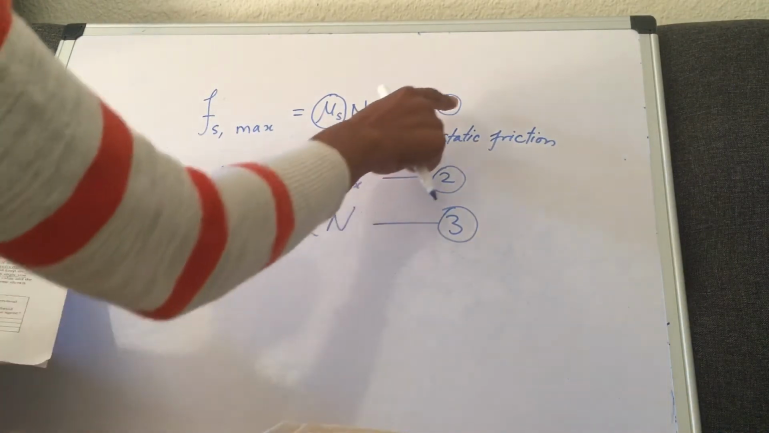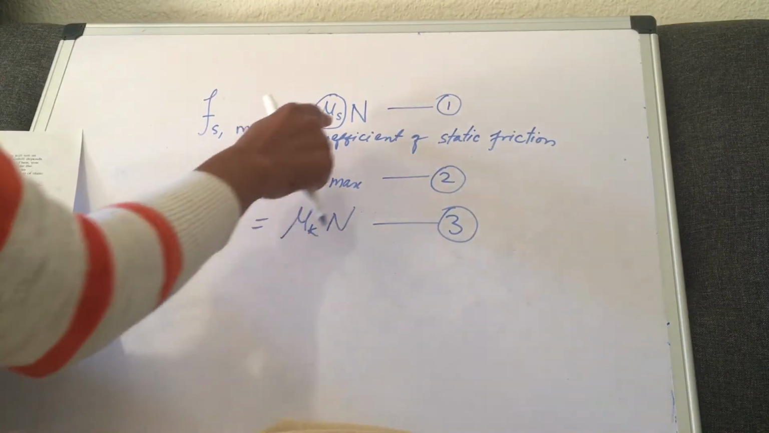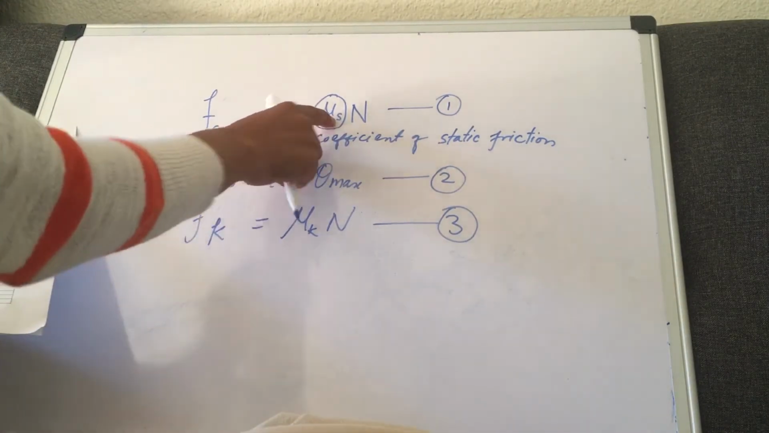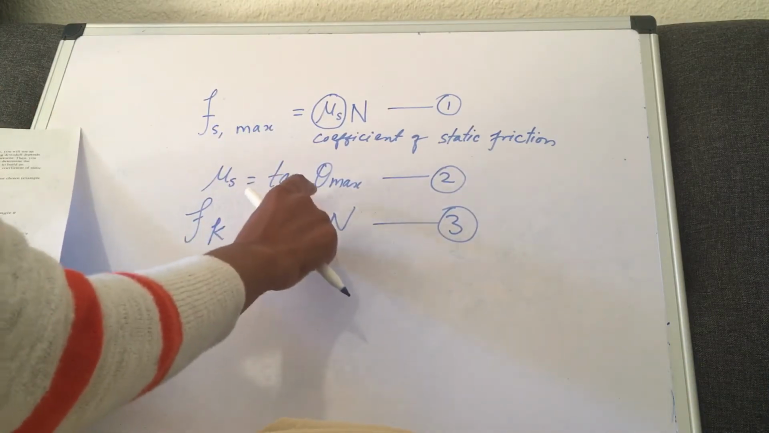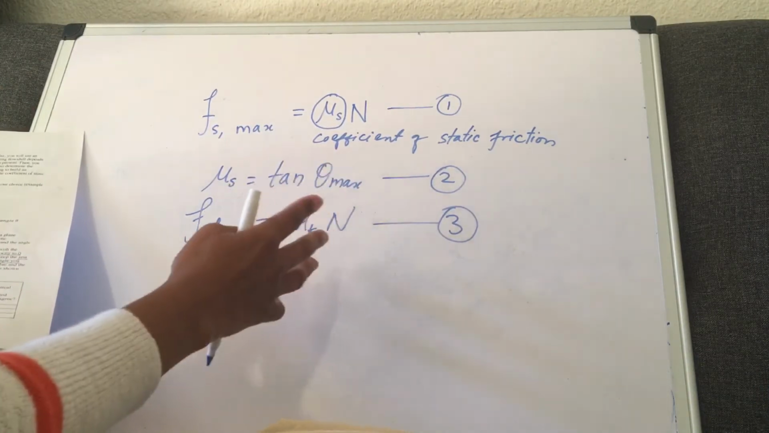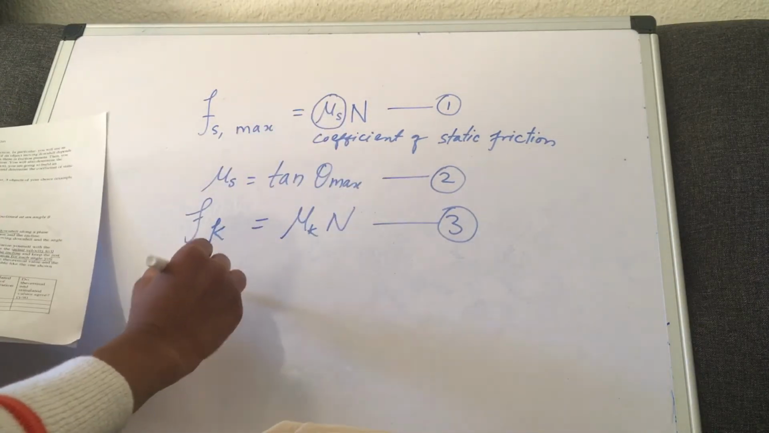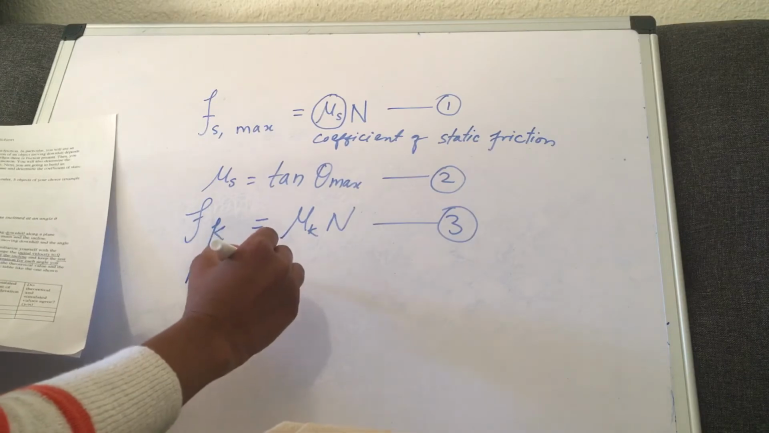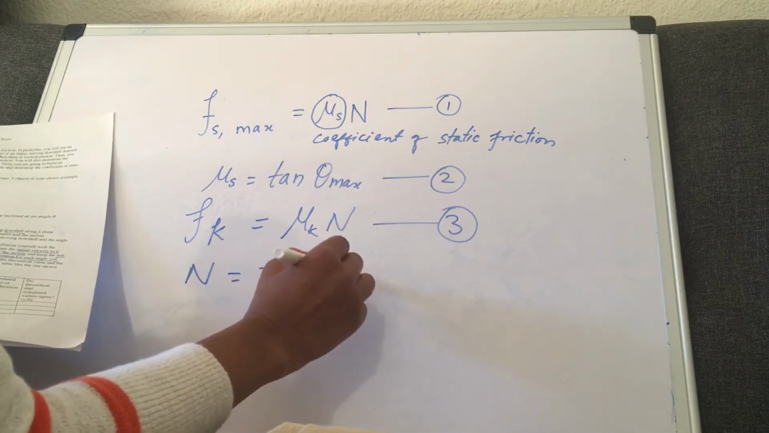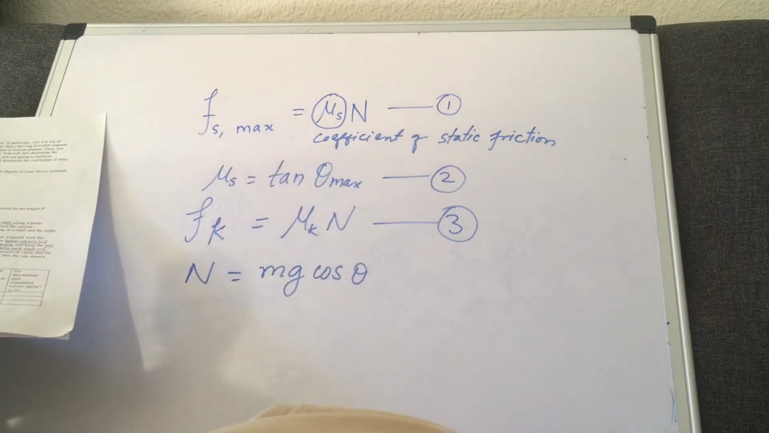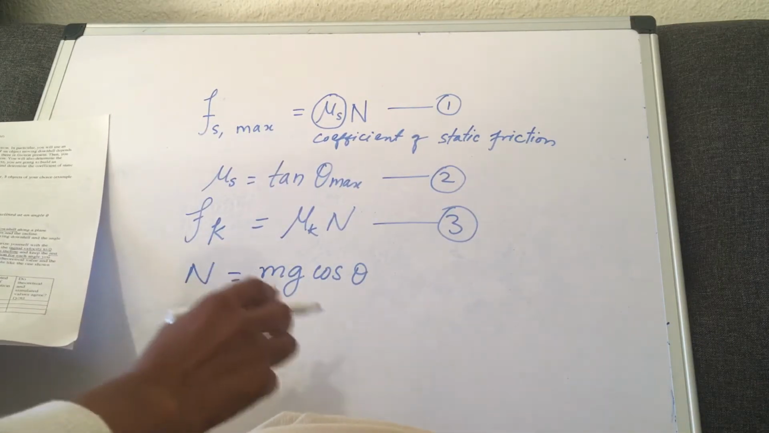Now, do you see similarities between these 2 equations here? This has a coefficient of kinetic friction, this has a coefficient of static friction. Both of these quantities have to do with the surfaces in contact. Now N is the normal force. It turns out to be mg cos theta for an object moving along an incline at an angle theta.